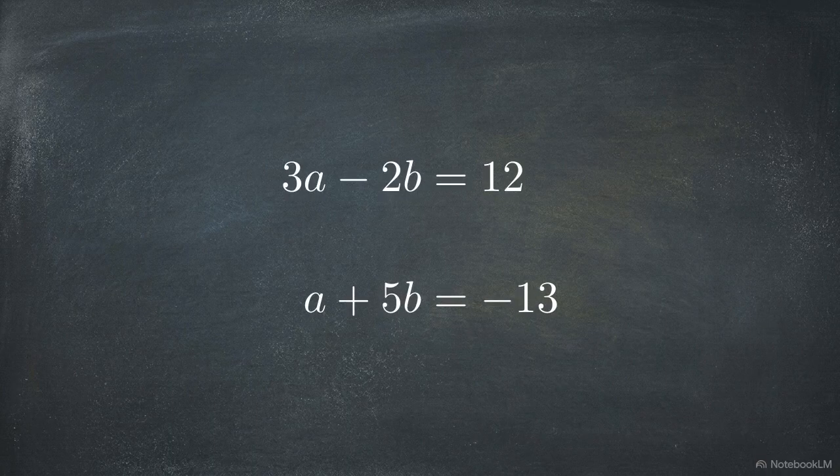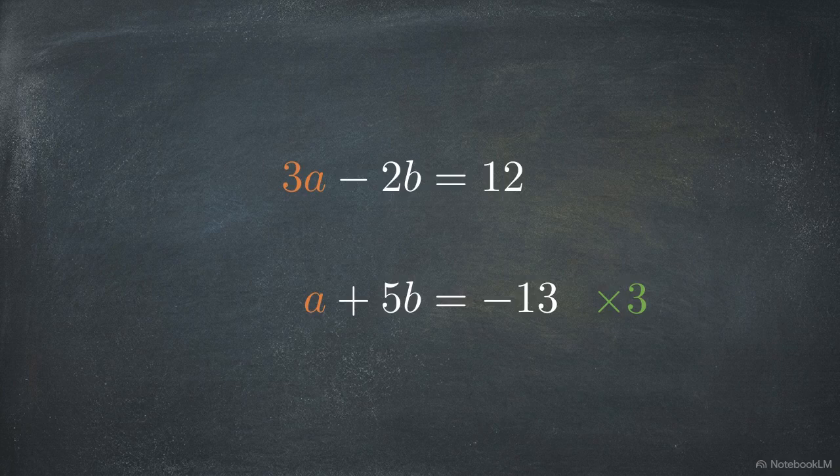To remove a variable completely, its coefficient, the number attached to it, must be identical in both equations. Let's look at the a variables. The first equation has a 3a, while the second just has a single a. To force a match, we can multiply that entire second equation by 3.